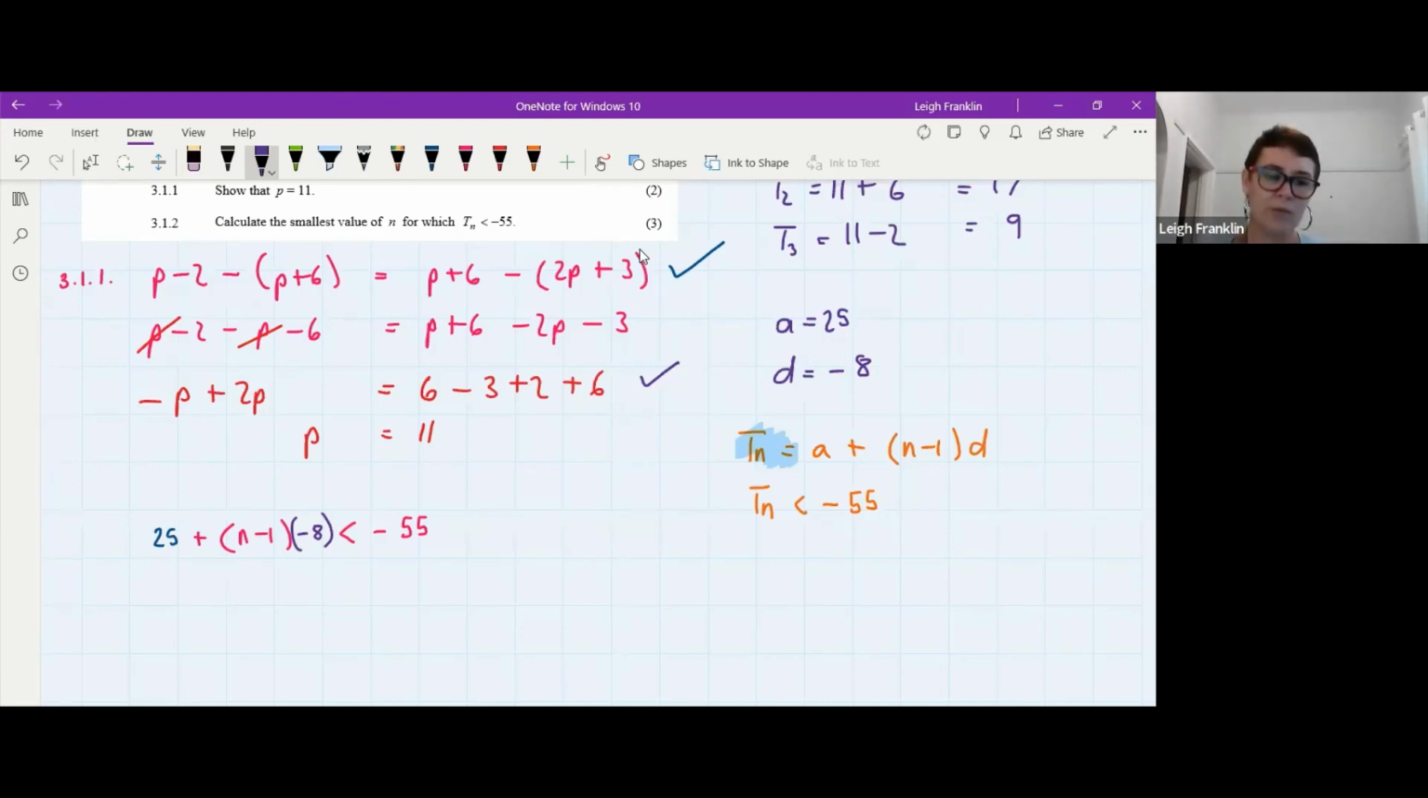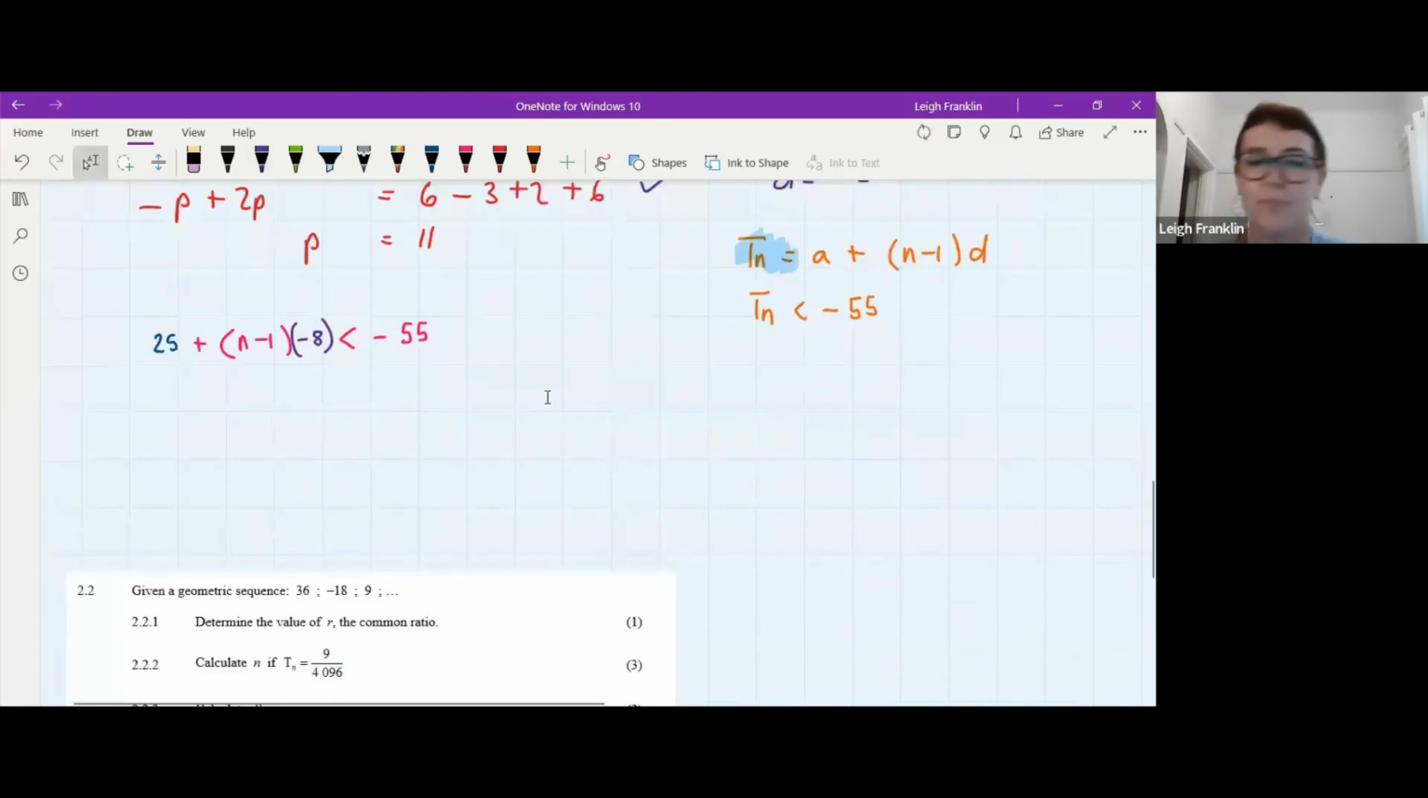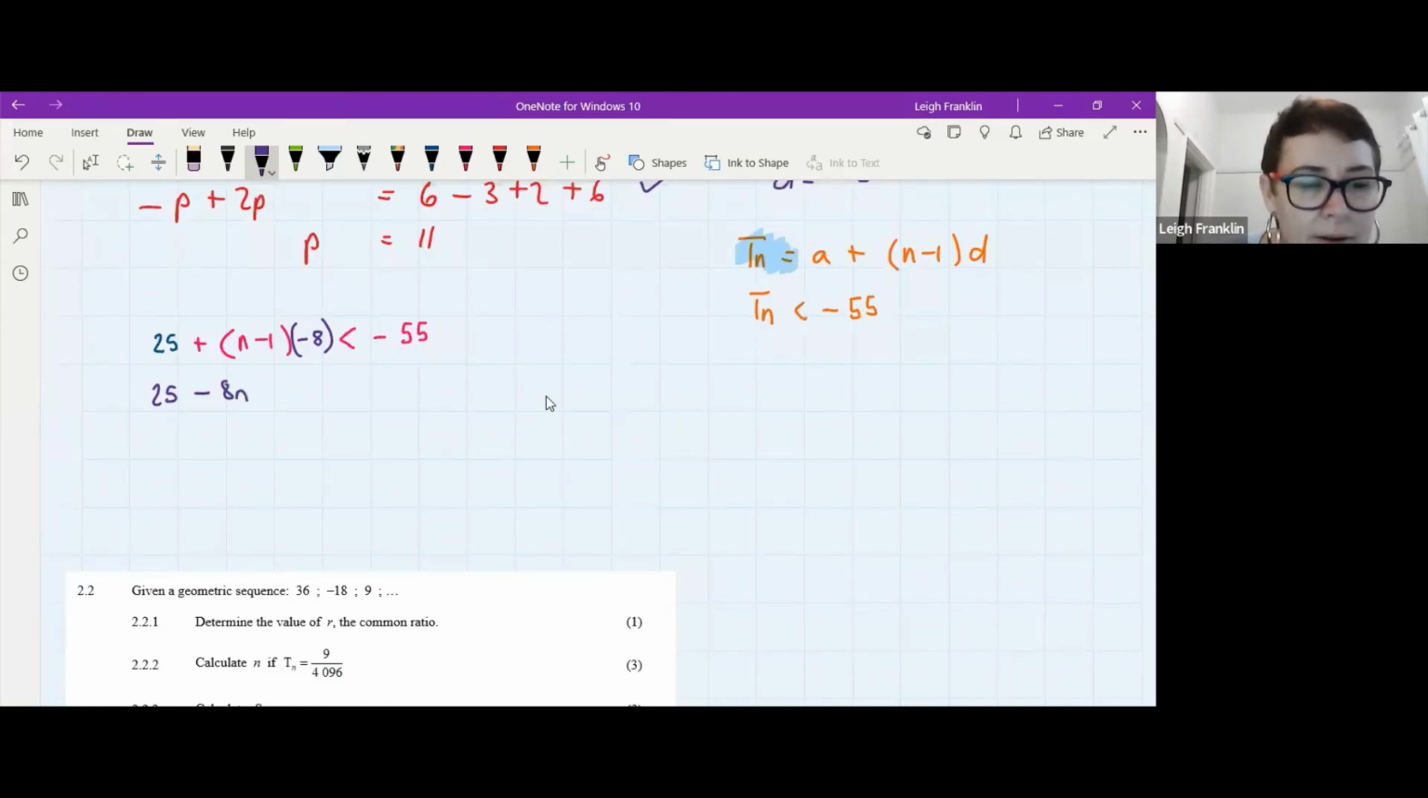All right, so let's get rid of the brackets and let's get our inequality into a form where we can now solve this. Bringing it down to the next line, we've now got 25 minus 8 times n is minus 8n. Minus 8 times minus 1 is plus 8. And then over here, I've got minus 55. So this is not a quadratic inequality. This is a linear inequality.